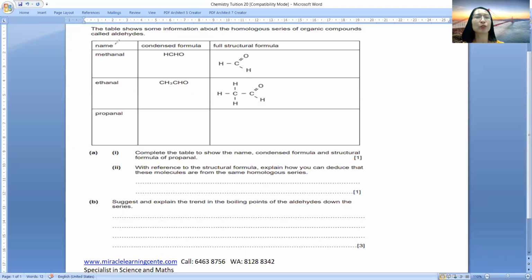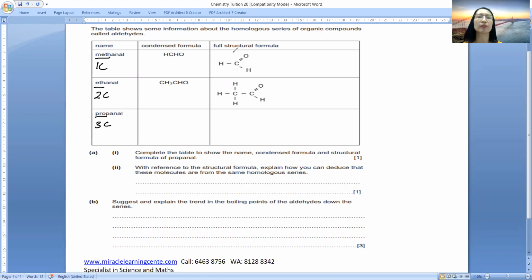Let us look at this chemistry question. The table shows some information about the homologous series of organic compounds called aldehydes. So this is methanal. Meth means it's 1 carbon. Eth means it contains 2 carbon. Prop means it contains 3 carbon. And you can see that they all have a similar functional group, which is actually CHO.